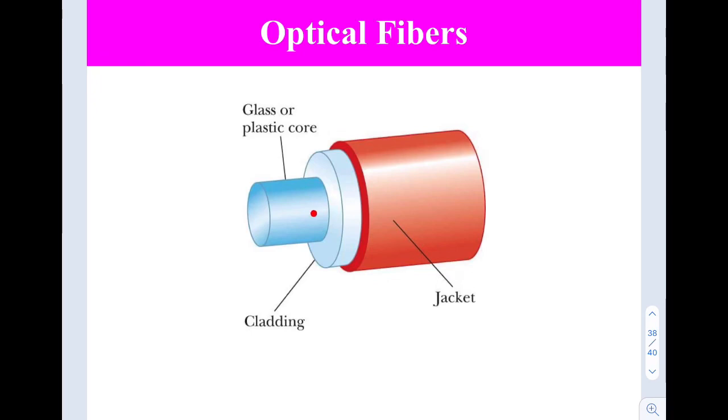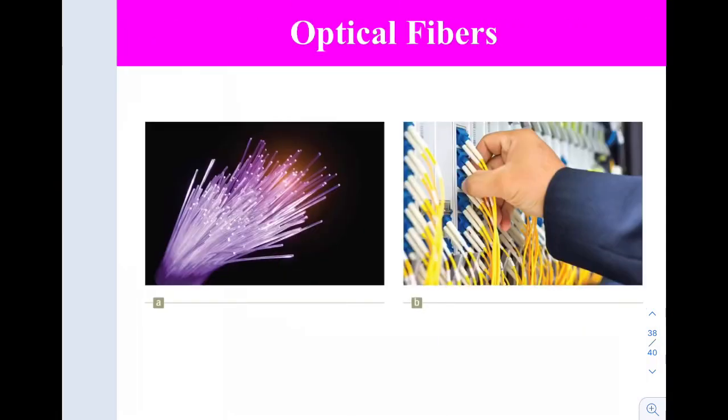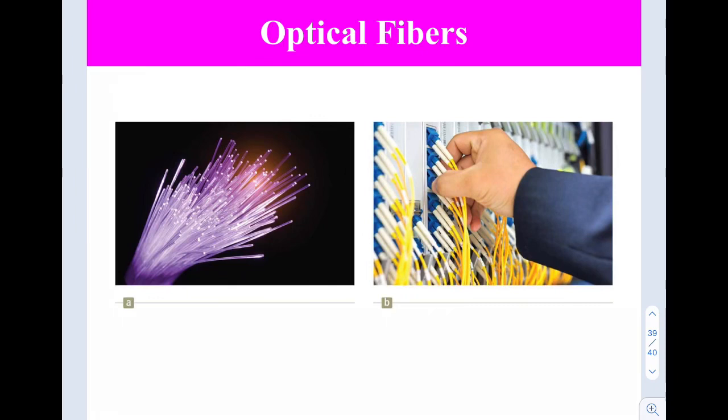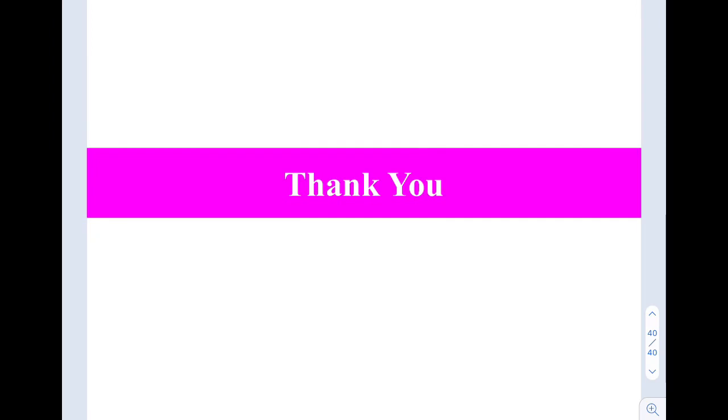We have a glass or plastic core, then a cladding, and then a jacket. The purpose is just to make sure that all the waves transmitted into the glass or plastic core keep on experiencing total internal reflection. There are tremendous applications of it. We can name many. Our daily life really depends on this. That's all for this topic. Thank you.